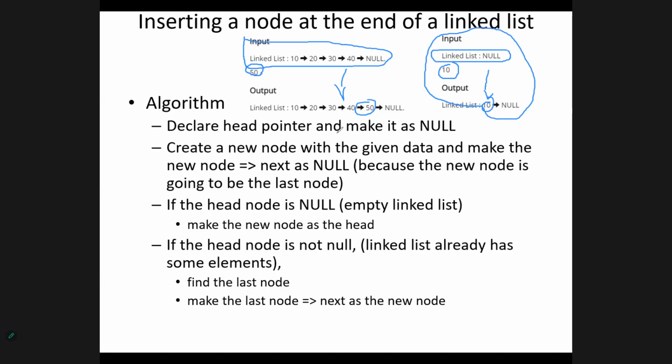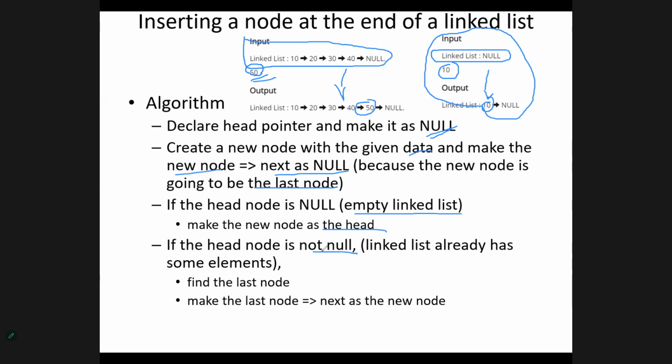First of all, declare the head pointer and make it null. As usual, create a new node with the given data, in this case 50, and make the new node's next null, because we are inserting at the end. The new node's next should be null because the new node is going to be the last node. If the head node is null, that is an empty linked list, so make the new node the head. Then there is only one item.